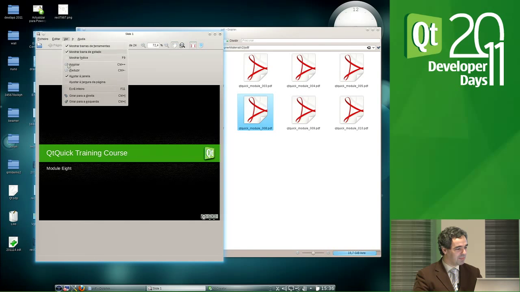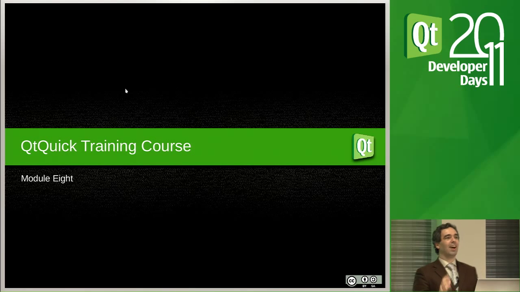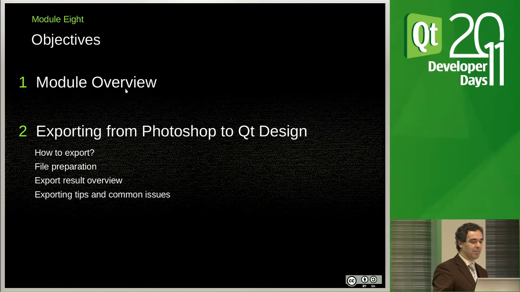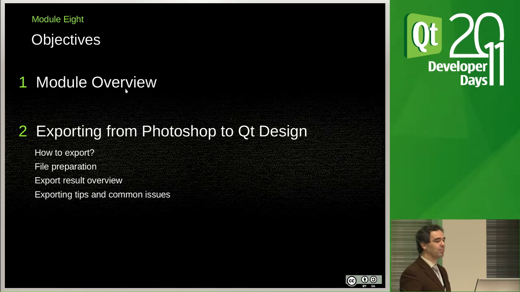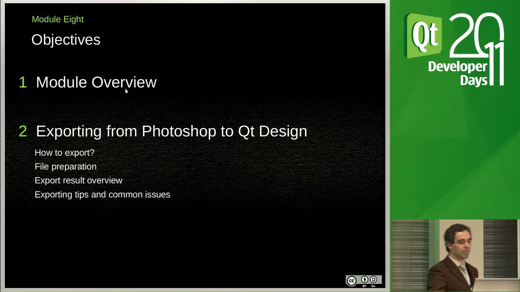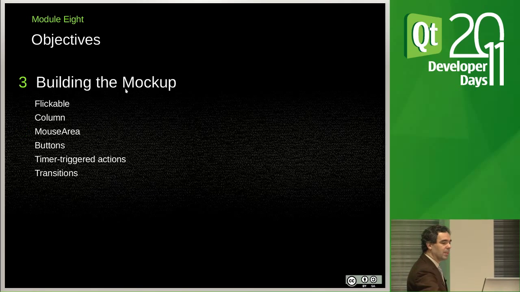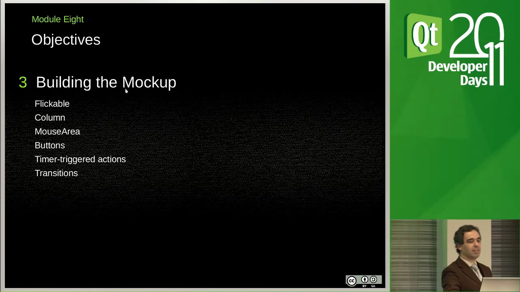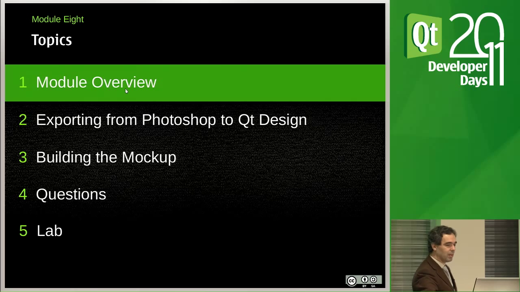And maybe the designers won't be as scared now, because the idea was to first get them scared, and now they can see it's not that hard. So, module 8, really simple. How to export something from Photoshop into Qt Design and make it work. Those are the objectives.